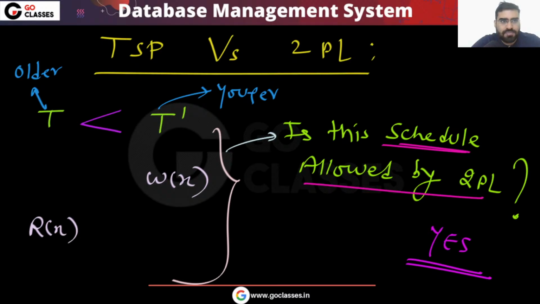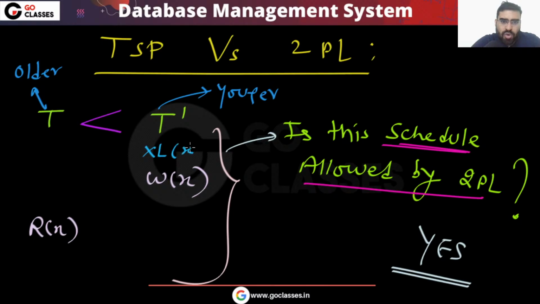Because what you can do is just simply take the exclusive lock. You can request the exclusive lock on X, then you can unlock X, and then you can take a shared lock on X, and then unlock X. So this is definitely allowed in 2PL, right?